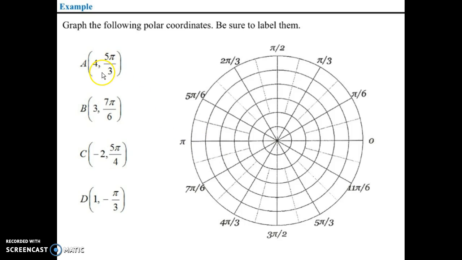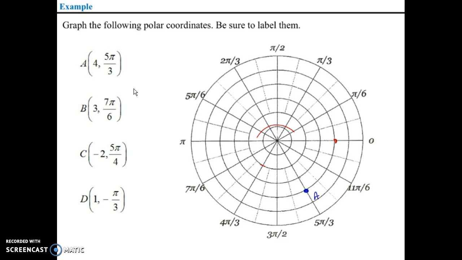Okay, so this for point A is saying that you radiate 4, so you go out 4. I'm going to graph that real quick: 1, 2, 3, 4 from the pole, and then I'm going to rotate this 5 pi thirds. So I rotate up until I get to 5 pi thirds, and that will end the point at 1, 2, 3, 4. So here's the point A.